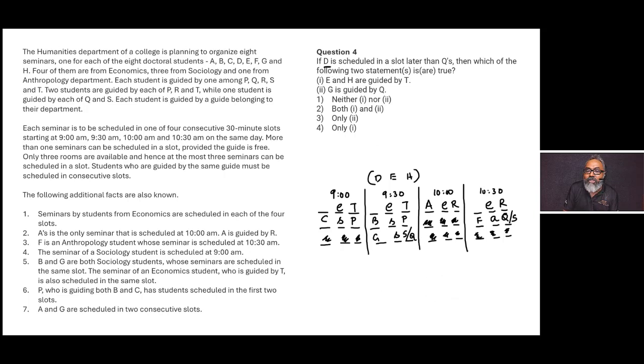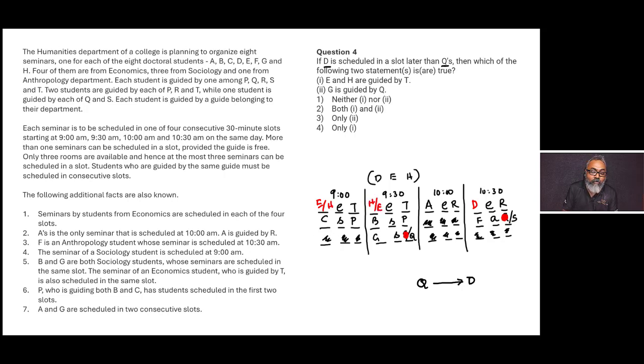If D is scheduled in a slot later than Q, so the new data that is given to us, after Q we have a D. That then means that Q cannot be here. Q has to be here. Now after Q there has to be D. D has to get there, which means this will be E or H, or this will be H or E.